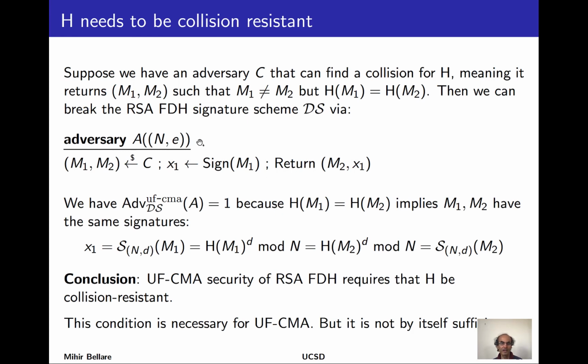How can I exploit that? Well, not directly, but in UF-CMA, remember we have access to a signing oracle. So what our adversary, given the public key, can do is run the collision finder to find that colliding pair of messages, go to its signing oracle and say, please sign the first message for me. And then by this, if it returns the other message and this signature, it will work. This message is new because it's different from M1. So our conclusion is that the UF-CMA security of this scheme needs the hash function to be collision resistant. Now, one thing to beware of is that that is a necessary condition but not sufficient. So you could have collision resistant functions for which the scheme is still insecure. We'll have to think more about that in a bit.